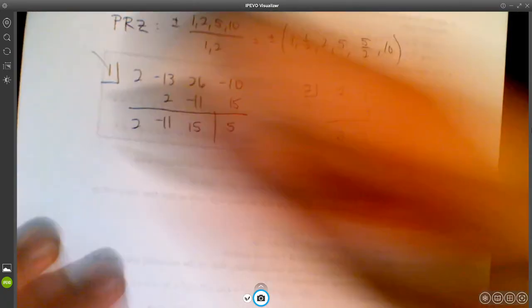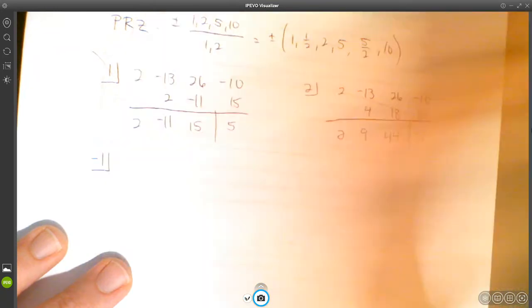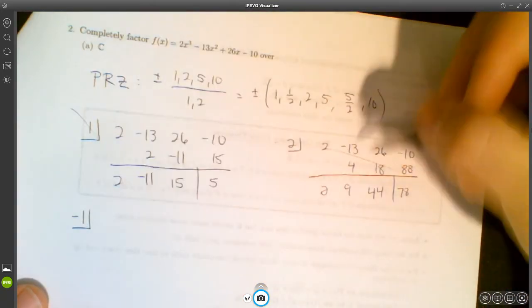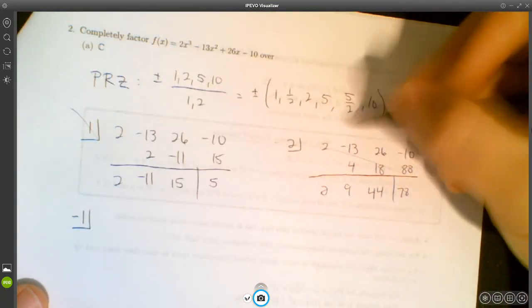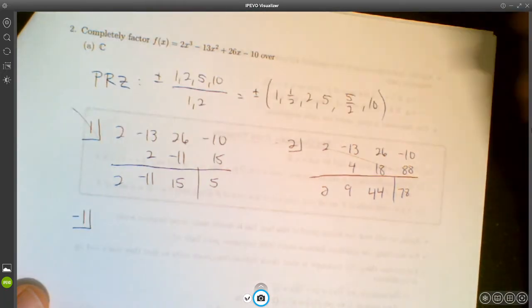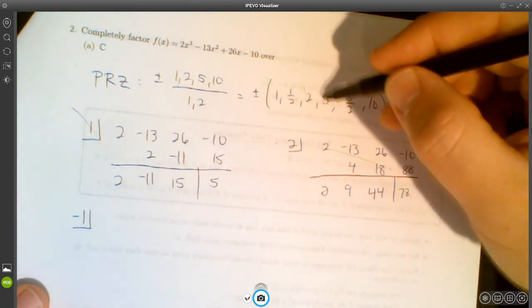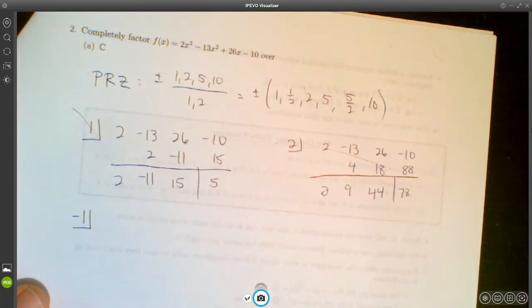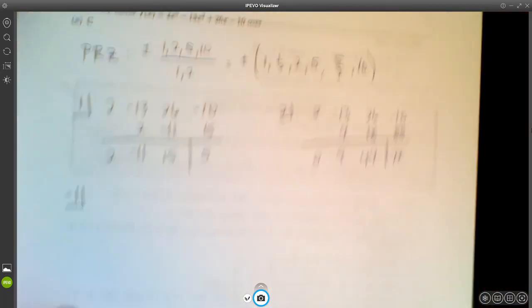I'm going to go to the negative integers now. Right? There's no need to test 5 or 10. I already know that they can't work. 5 halves also can't work because it's bigger than 2. So I don't need to test any of these, right? None of these, on the positive end anyway, are going to work. Their negative versions could be zeros, possibly.